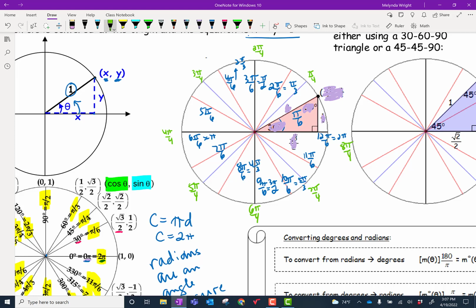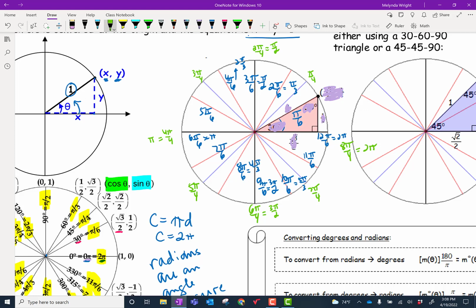Going through and reducing: 2 pi over 4 is pi over 2. 3 pi over 4 is already reduced. 4 pi over 4 is pi. 5 pi over 4 is reduced. 6 pi over 4 is 3 pi over 2. 7 pi over 4 is reduced. 8 pi over 4 is 2 pi. So that's how I remember all of the radian measures, which you need to become comfortable with. It's not really a trick.